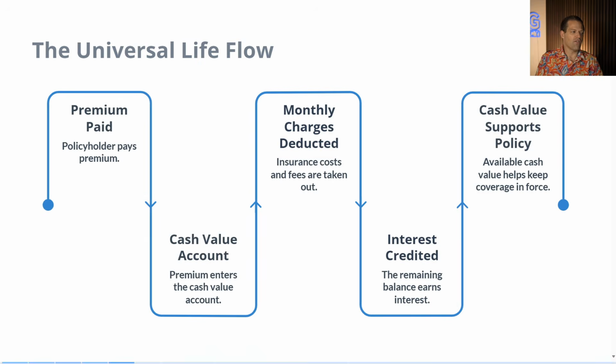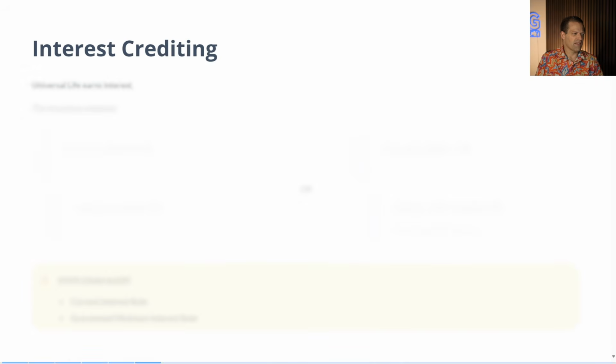Okay. So the flow of universal life, you can see this on the screen. Basically everything we already talked about. Interest crediting, universal life earns interest.